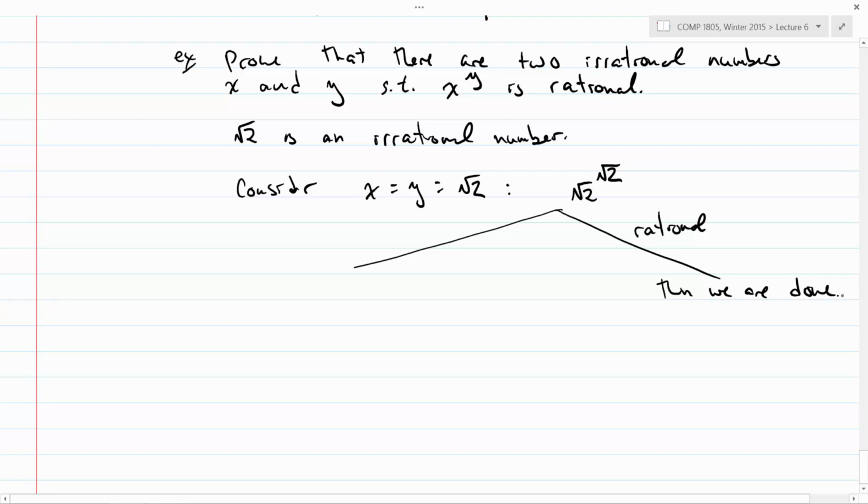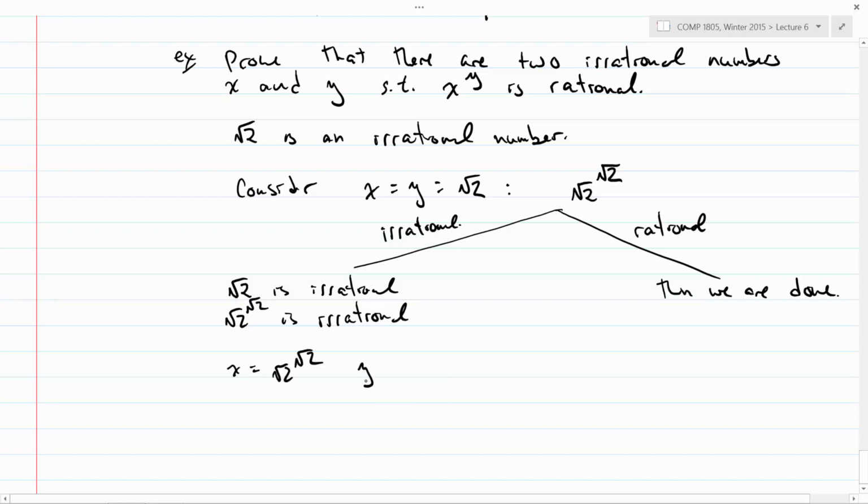Does everyone agree? Okay. So the only other thing that can happen is it's irrational. Right? So if it's irrational, then I know that root 2 is irrational, and root 2 to the root 2 is irrational. Now I know that there's two irrational numbers. So what I'll do is I'll take x as root 2 to the root 2, and y as root 2.